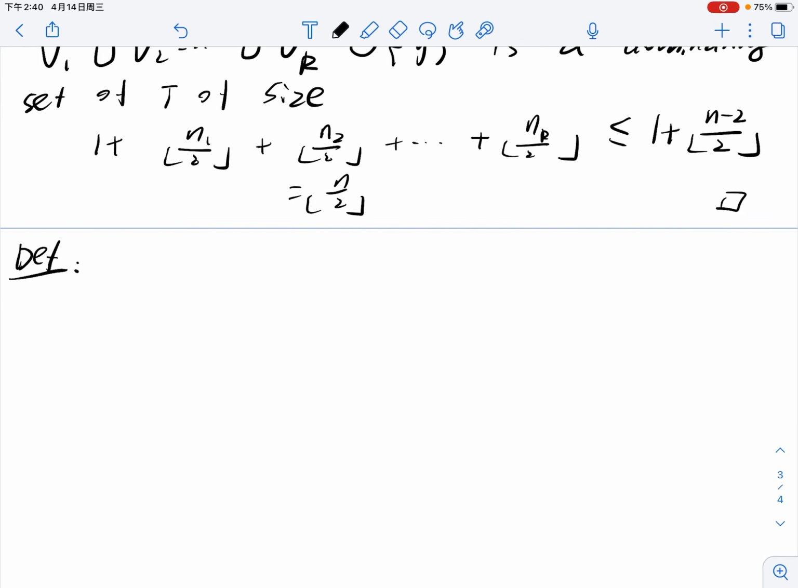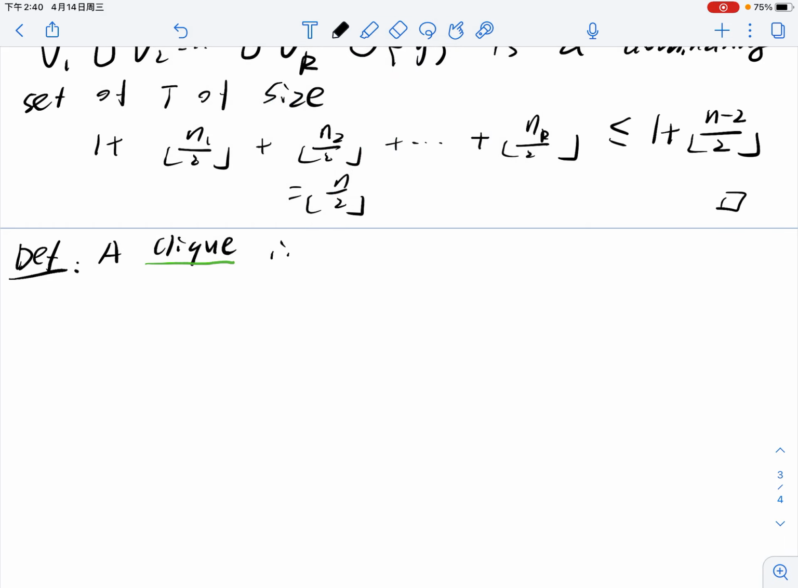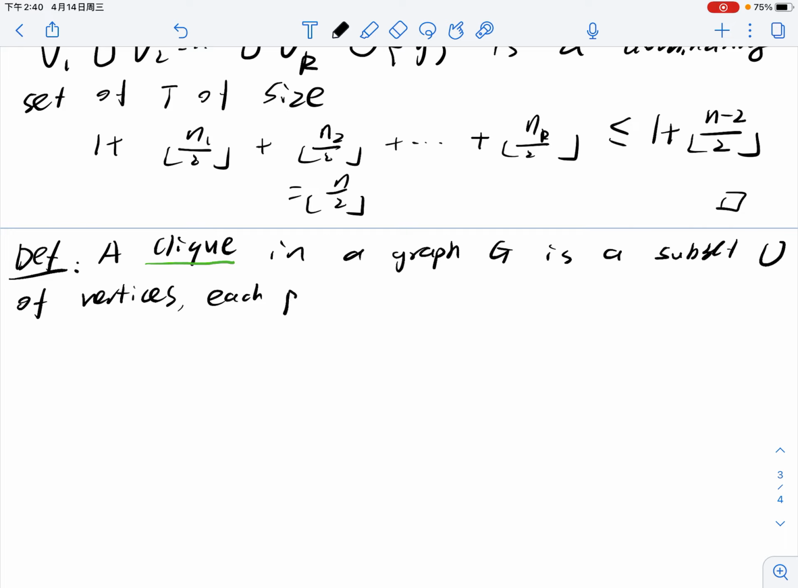Okay, next we introduce another invariant. A clique in a graph G is a subset U of vertices, each pair of which is adjacent.